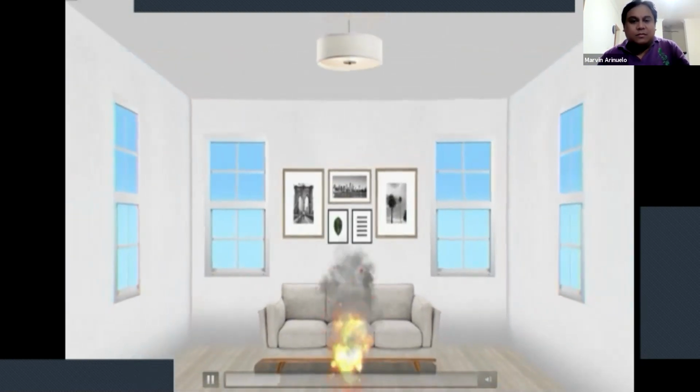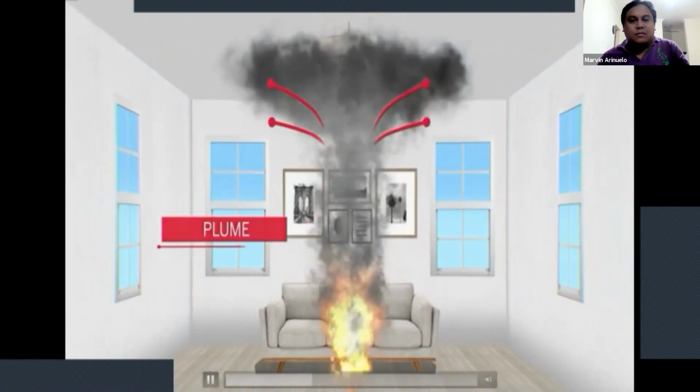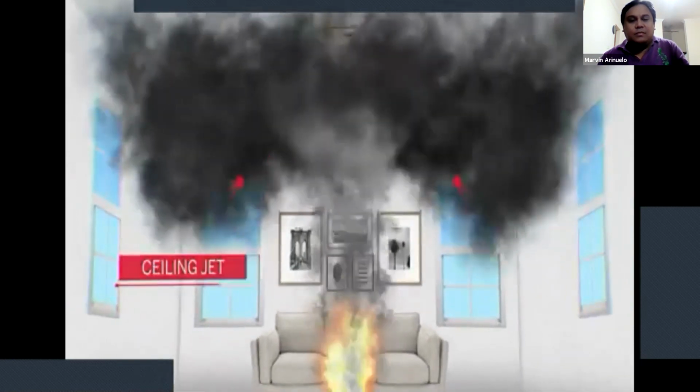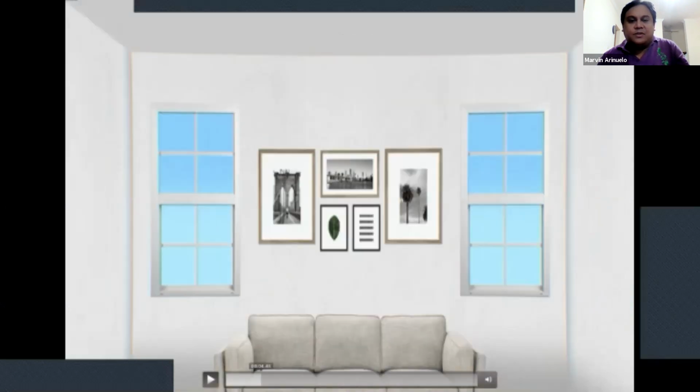Now let's imagine you are inside a building. Rising hot gases proceed to the ceiling, which then turn horizontal. This is called a ceiling jet. As it goes across the ceiling, it starts to form a hot... I don't hear the sound, no? Let me increase the volume first.